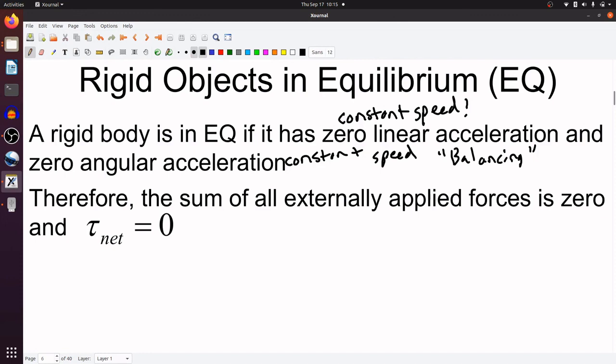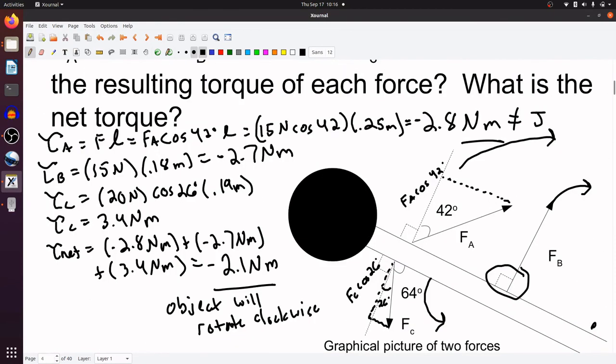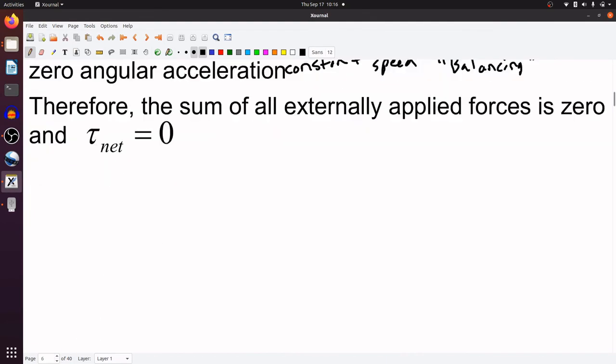So, just like with the forces, the sum of all the externally applied forces is 0, and the net torque is also going to be 0. So the problem we did earlier was not equilibrium because the net torque had a non-zero value. But if it was 0, this would be an equilibrium problem. And so it's kind of just like a separate class of problems that we're going to do.